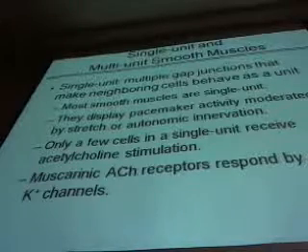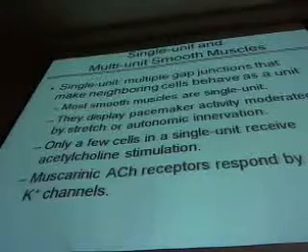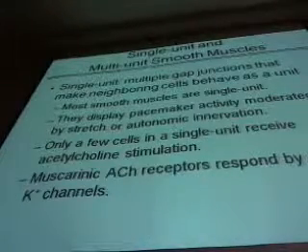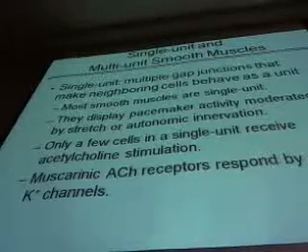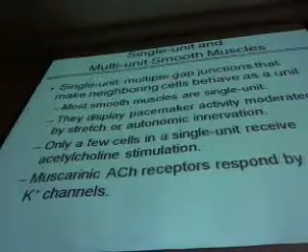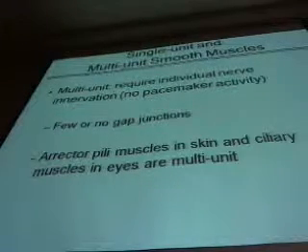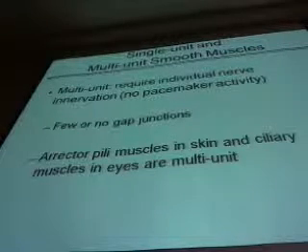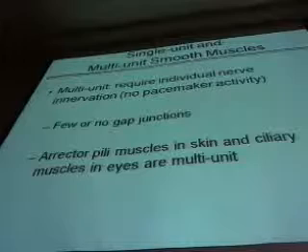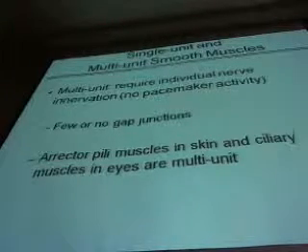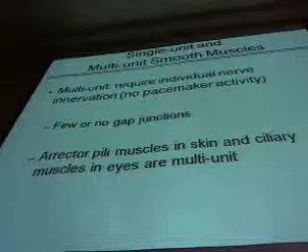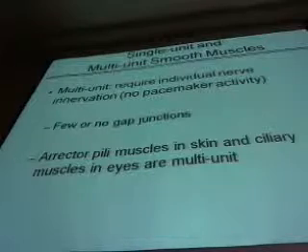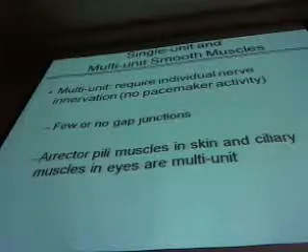Only a few cells in a single unit receive acetylcholine stimulation, and that would be in the pacemaker area, like of the heart. Muscarinic acetylcholine receptors respond by closing potassium channels. Multi-unit requires individual nerve innervation. There's no pacemaker activity, and few gap junctions. Erector pili muscles in the skin and ciliary muscles in the eye are multi-unit. If you look at that diagram, the erector pili pretty much had its own nerve innervation, as did the ciliary muscles in the eye.